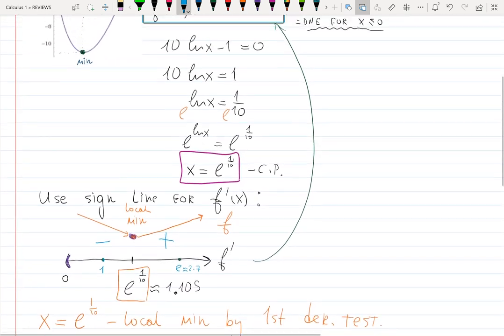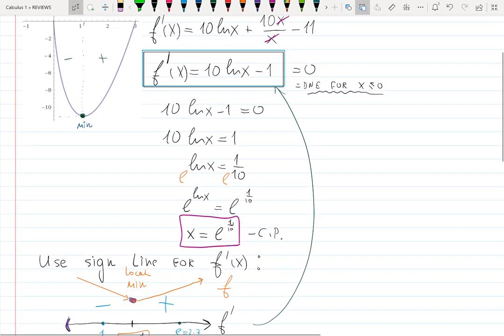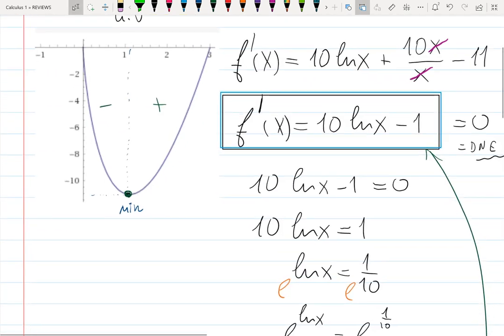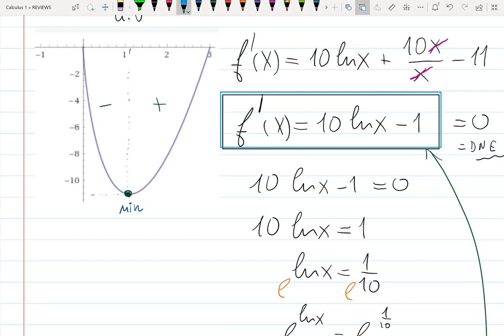And from the graph, you can see that actually it makes sense. Here it is on the graph. You see it's pretty close to 1 because I told you that x equals e to the 1/10 is approximately 1.1, so it makes sense, and this is exactly my global minimum, both local and global minimum.